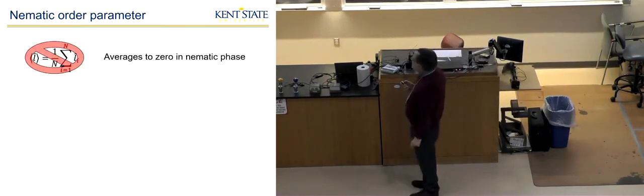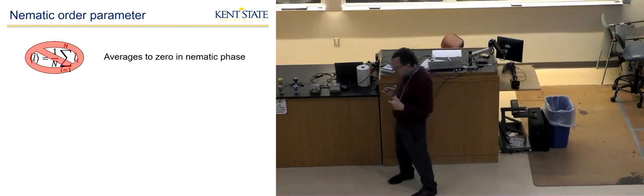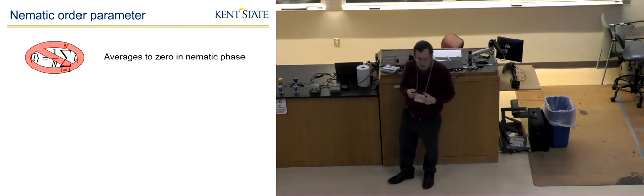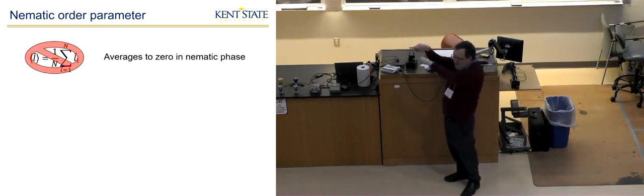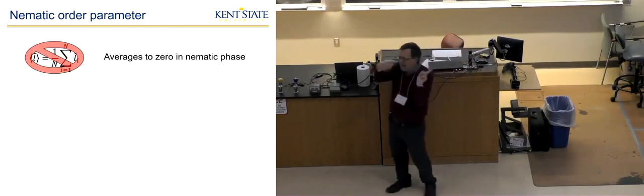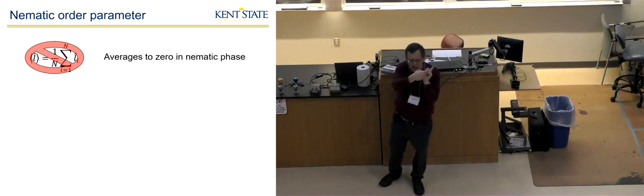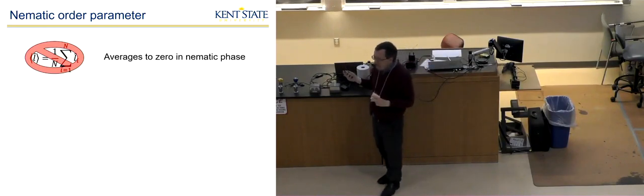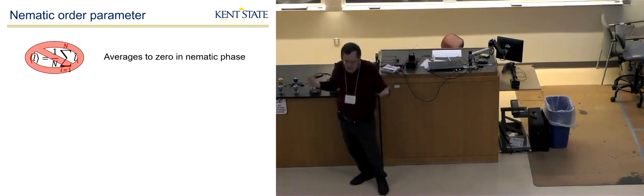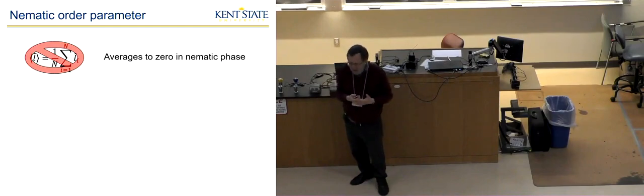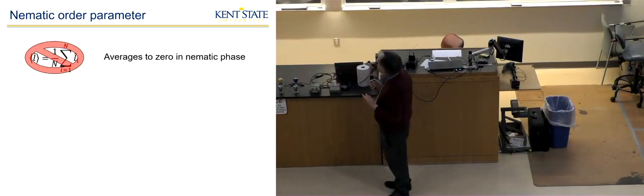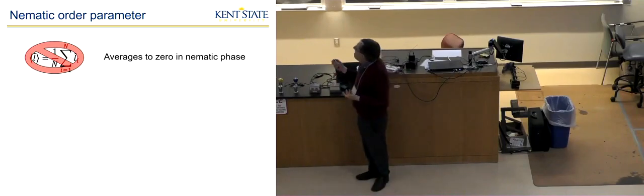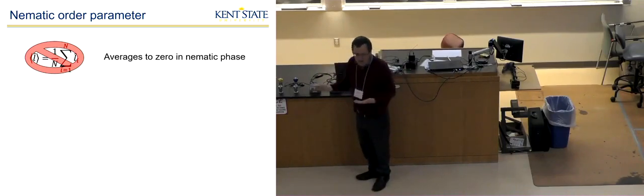The trouble is that doesn't work because it averages to 0 in the nematic phase, right? Because half of the unit vectors are pointing this way and half of them are pointing that way. So this average would be 0 in the nematic phase. So this is a good thing to average for magnetism, but it's not the right thing to average here.